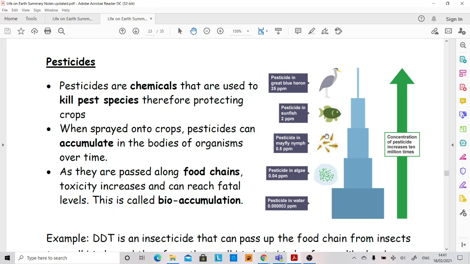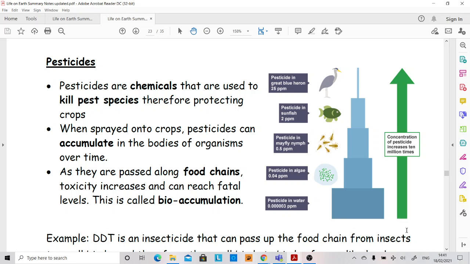Then when the sunfish eats some mayfly nymphs, it eats a few of them. So it's getting all that chemical concentrated into its body. And by the time we get to this top predator here, the blue heron, our levels of pesticide are getting to dangerous levels because every bit of pesticide that's been eaten in the previous parts of the food chain or taken in by the plants at the start all gets accumulated into the body of the top predator. This is called bio-accumulation, where the pesticides are built up to dangerous levels.